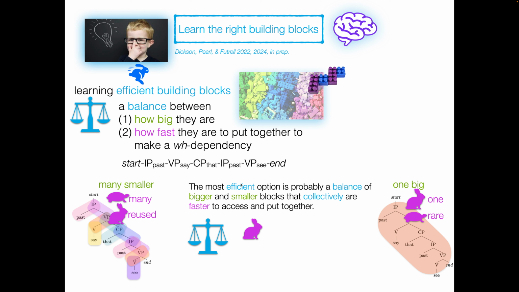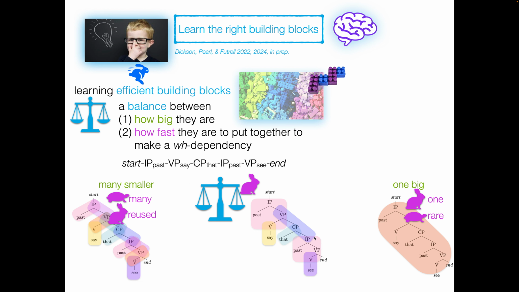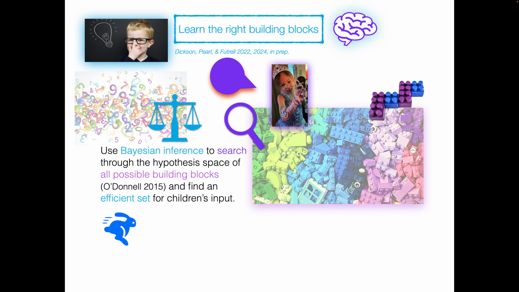And so the idea is that the most efficient option is probably a balance of bigger and smaller blocks that collectively are faster to access and put together. So here's just one example, but pick your building blocks. Find the building blocks that make it faster on average to build whatever WH dependencies you encounter. So how can children find the best balance? This is a great question. In this case, one way is to use Bayesian inference to search through the hypothesis space of all possible building blocks and find an efficient set for children's input.